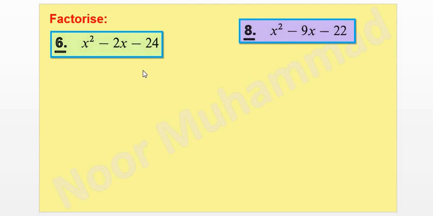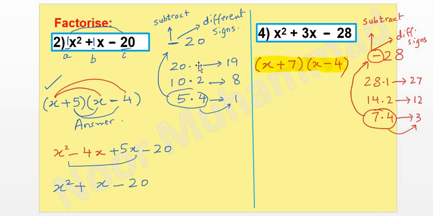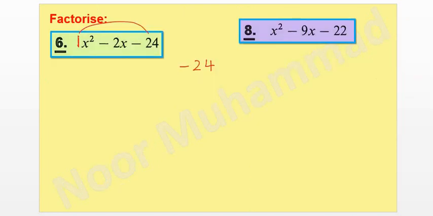Okay, let me solve one more question for you, and then I want you to solve the other one. I'll solve number 6, and then I want you to solve number 8 on your own. So here I have 1 as a, and then when I multiply it with the negative 24, it gives me negative 24. Maybe some of you are thinking that we always have to write the bigger number first and then the smaller number. No, it's not necessary. You can do it in your own way.